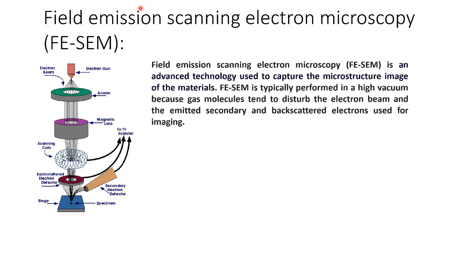So, field emission. One more type is the field emission SEM, that is FESEM or FEGSEM, field emission gun. The only difference between the field emission and the normal SEM is the electron gun. In this FESEM, we use a field emission gun, which is a very advanced technology, and it gives a very high resolution image of the material.